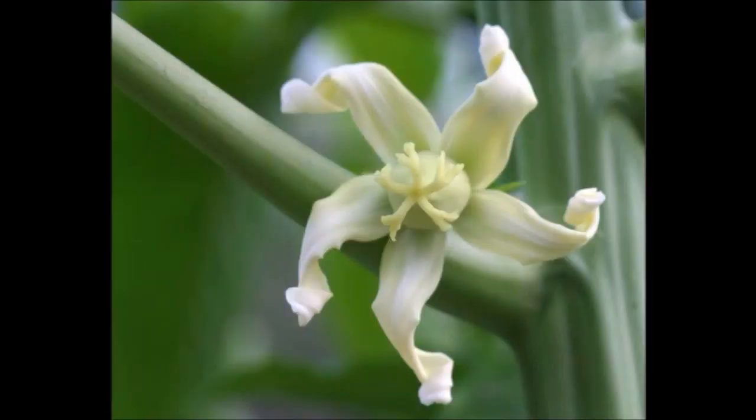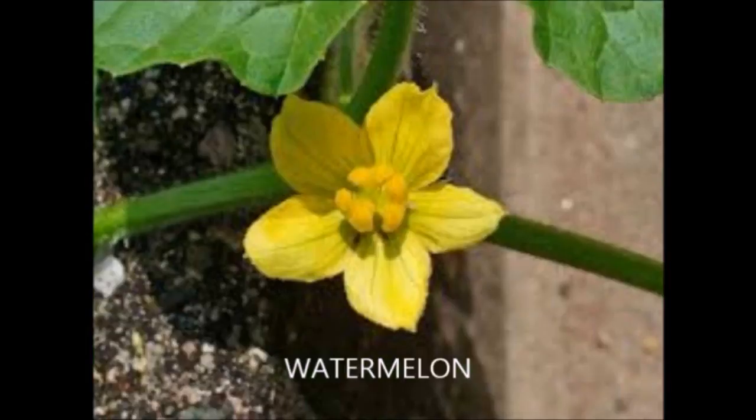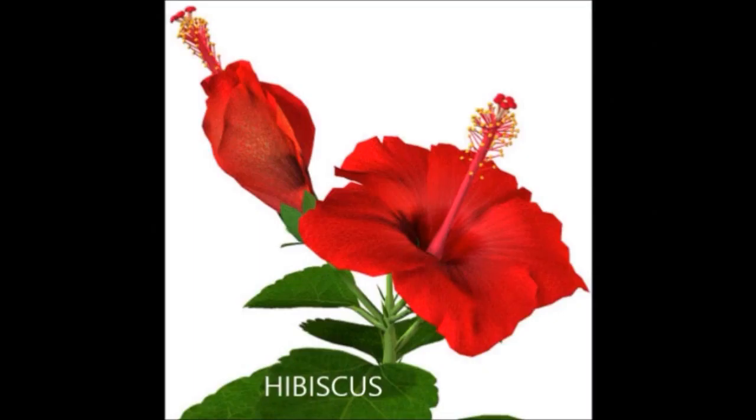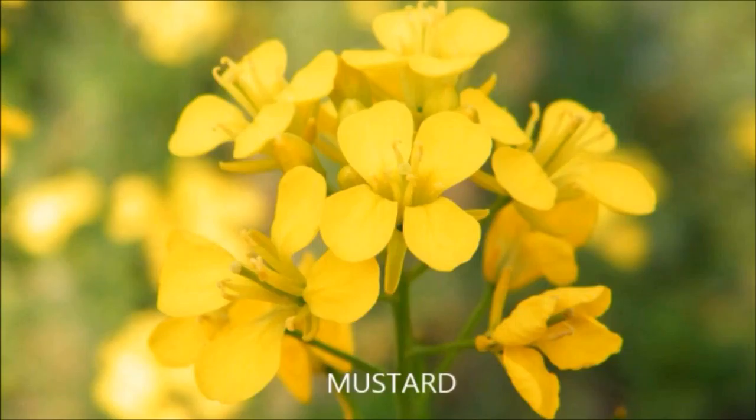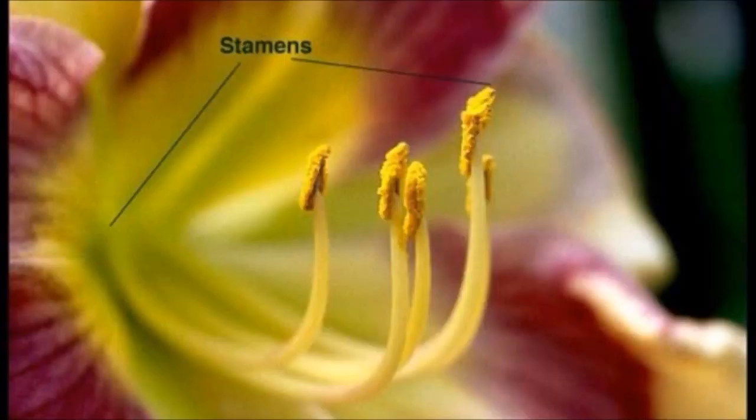The flowers may be unisexual, like in the case of papaya and watermelon, where it contains either stamens or carpels, or bisexual, like hibiscus or mustard, where it contains both stamens and carpels.